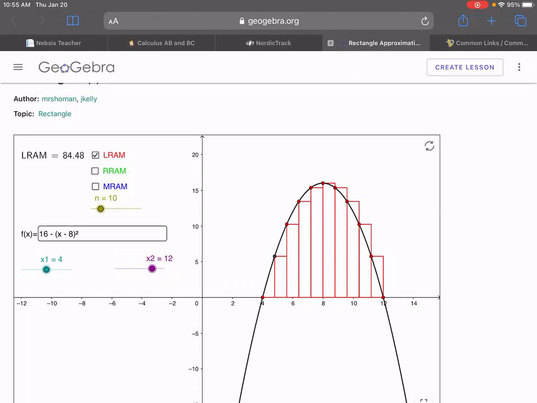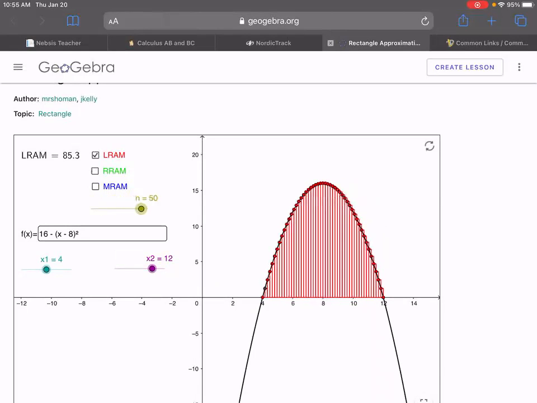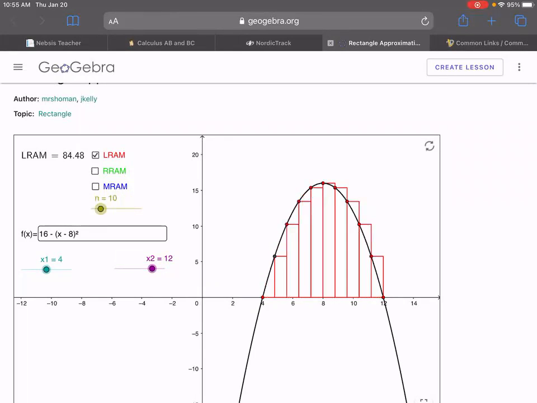What is true about the area of these rectangles versus the area of these rectangles? Which is going to more accurately approximate our area? So the more rectangles, the more accurate our area, correct? Also, the more rectangles, the more annoying it is to calculate. So we kind of have to find a little bit of middle ground. But our goal today is to use these rectangles to find the area.